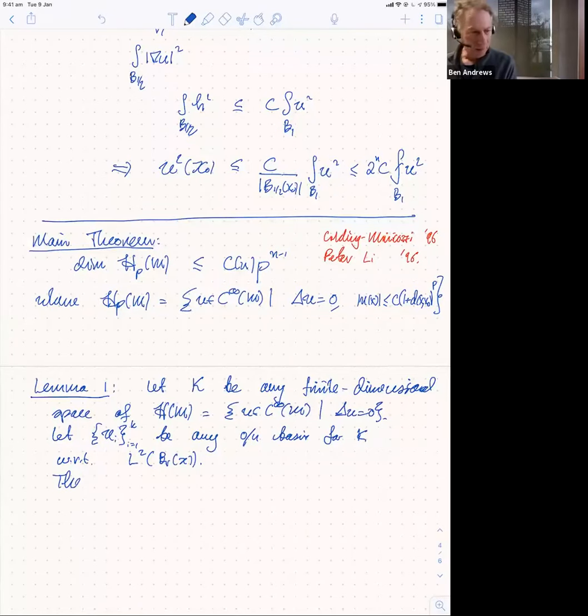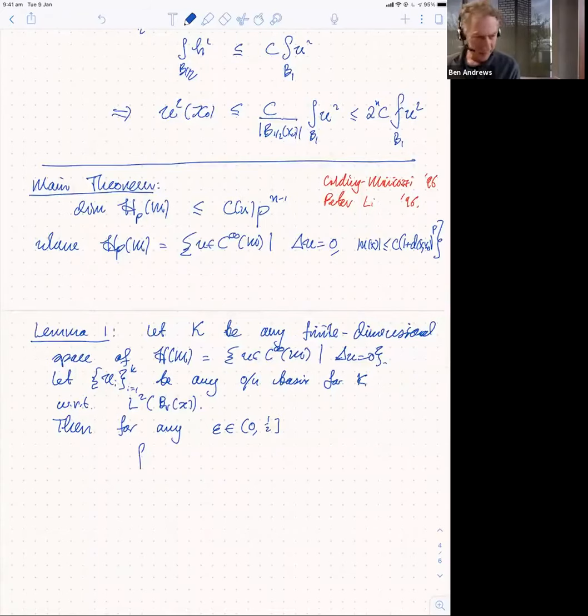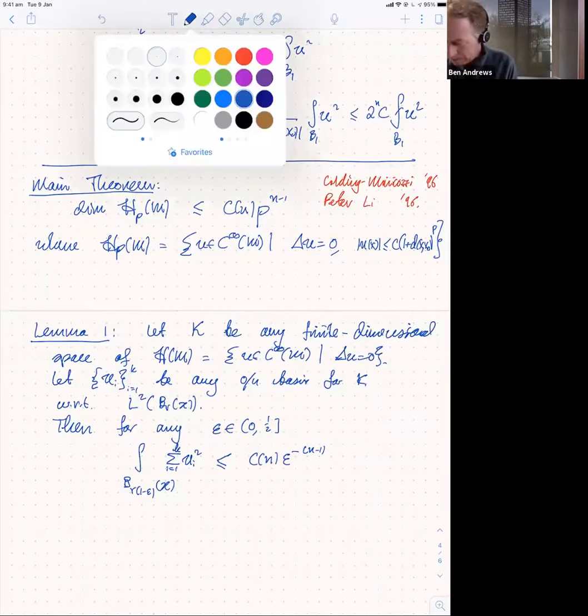So the conclusion is that for any epsilon, let's say positive, but no bigger than a half, the integral on a slightly smaller ball, B_{r(1-epsilon)} about x, of the sum i equals 1 to k of u_i squared is bounded by some dimension-dependent constant times epsilon to the minus n minus 1. Okay, so that's the statement of the lemma, and just let me make a few remarks here.